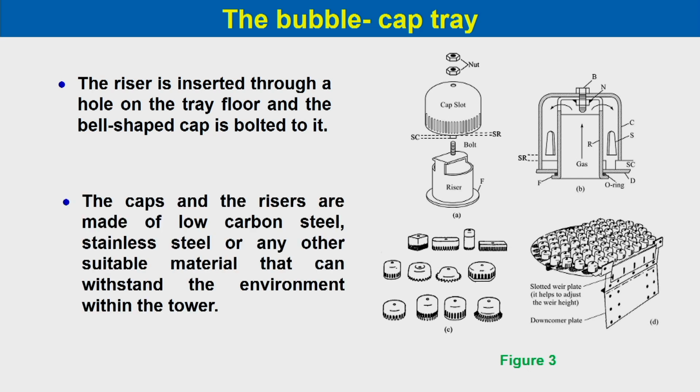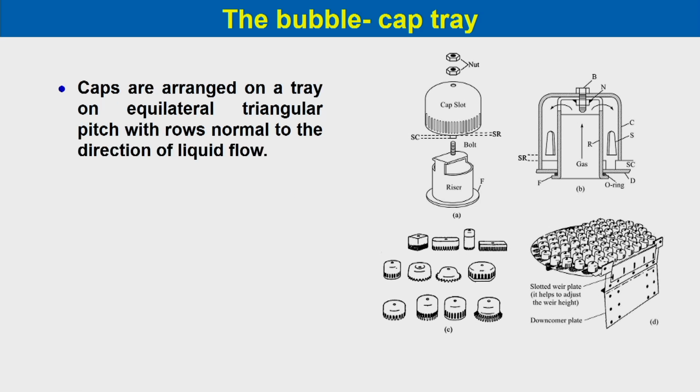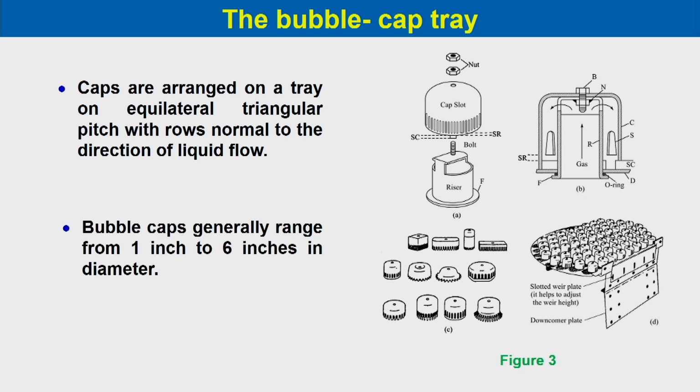Now, the cap and the riser are made of low carbon steel. So, here its materials of construction usually is low carbon steel or stainless steel or any other suitable materials that can withstand the environment within the tower. So, depending on the application, the materials may be changed. Caps are arranged on a tray on equilateral triangular pitch with a row normal to the direction of the liquid flow. Bubble caps generally range from 1 inch to 6 inches in diameter.